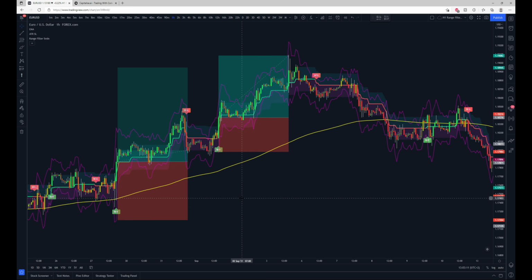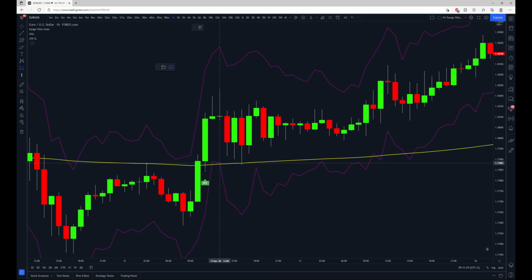Kind of reminds me of the Supertrend buy and sell signals, so I'm expecting similar results to the Supertrend. Now let's get into the 100 tests.